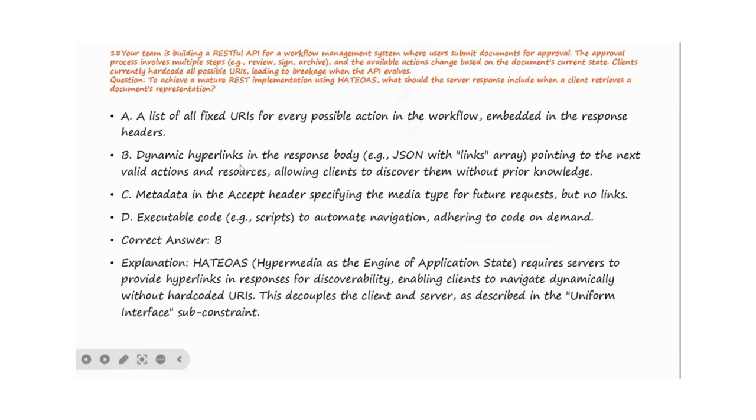Option B, dynamic hyperlinks in the response body JSON with a links array pointing to the next valid actions and resources, allowing clients to discover them without prior knowledge. Explanation: hypermedia as the engine of application state requires servers to provide hyperlinks in responses for discoverability, enabling clients to navigate dynamically without hard-coded URIs. This decouples the client and server as described in the uniform interface sub-constraints.